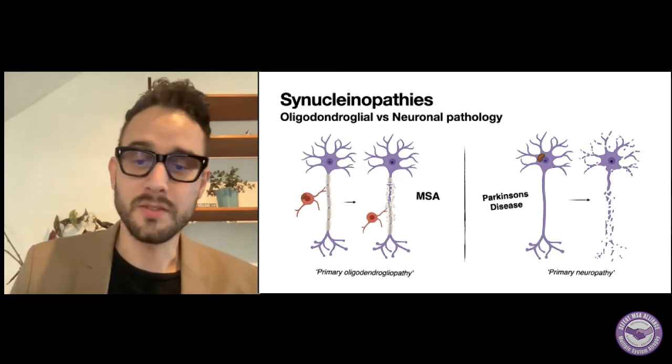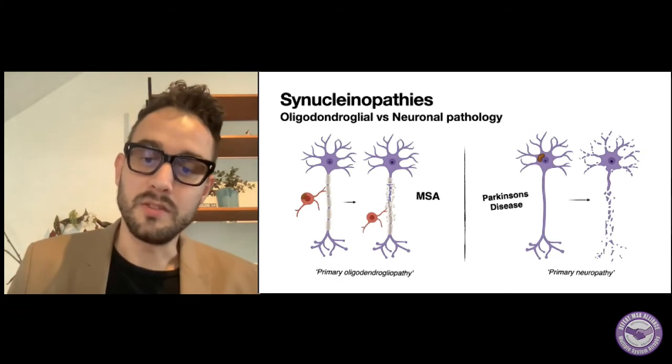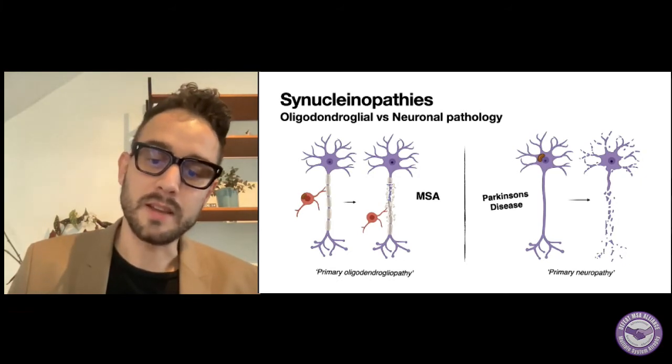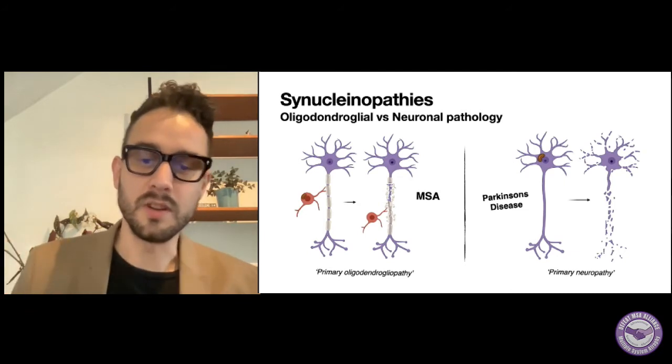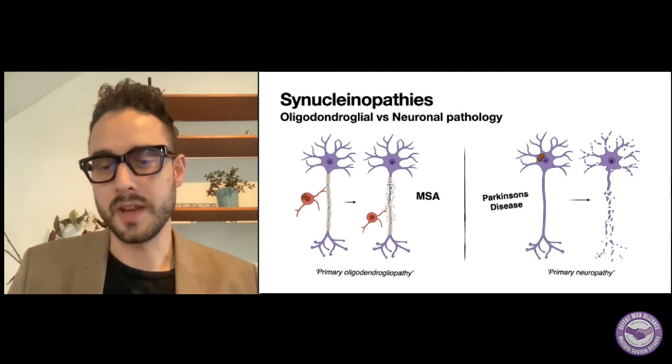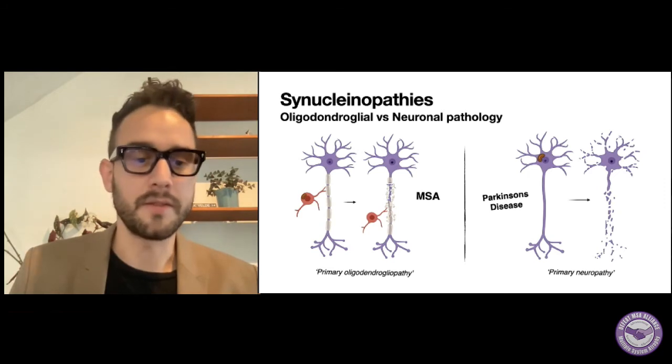In the case of Parkinson's disease, for instance, you'll see these deposits here in neurons. And in that case, we speak about a primary neuropathy, where the lesion is actually found within this other cell type, the neuron itself.